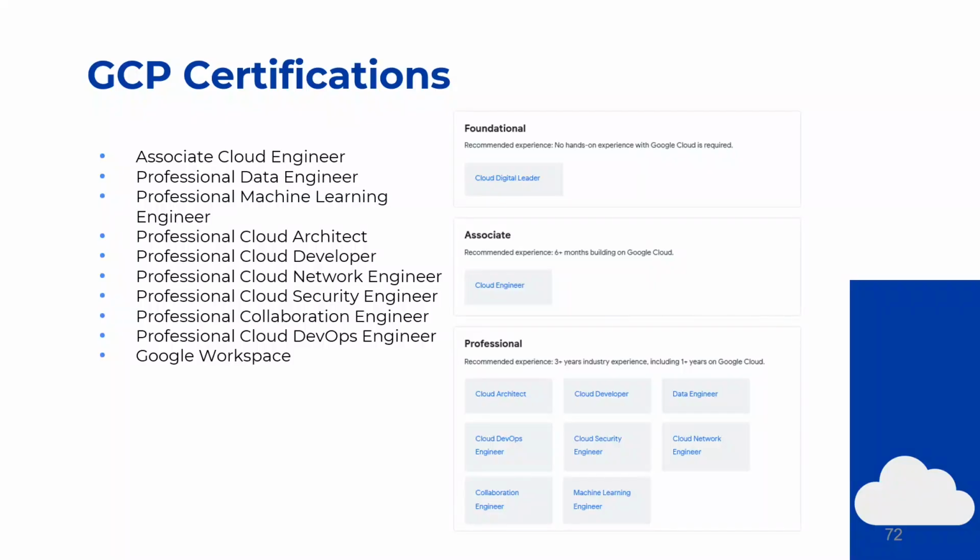Alright, so let's talk about the GCP certification. Similar to Azure and AWS, Google Cloud Platform also has certifications, and the list is here. Associate Cloud Engineer, Professional Data Engineer, Machine Learning, Cloud Architect, Developer, Cloud Network Engineer, Cloud Security Engineer, Collaboration Engineer, and Cloud DevOps Engineer. And the certifications are hierarchically divided into three categories: Foundational, Associate, and Professional. So Cloud Engineer is the associate level, and then you have Professional like Cloud Architect, Cloud Developer, and Data Engineer. And then Cloud DevOps Engineer, Cloud Security Engineer, Cloud Network Engineer, Machine Learning Engineer, and Collaboration Engineer.